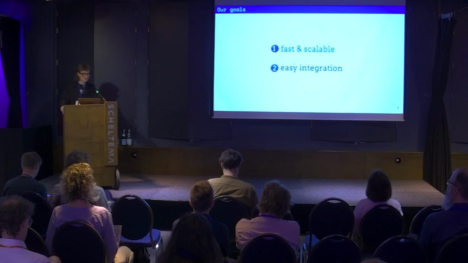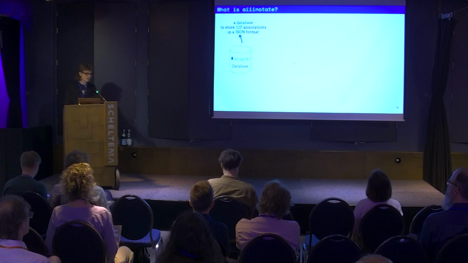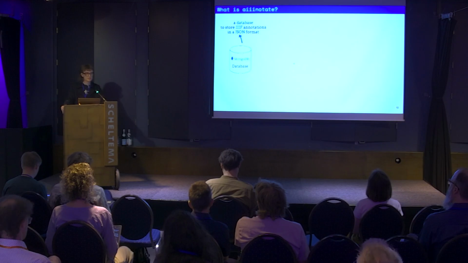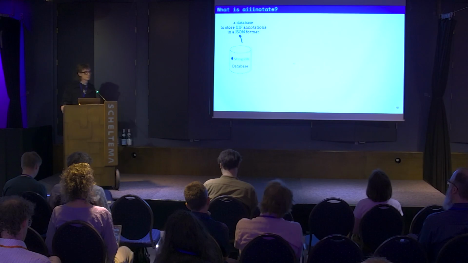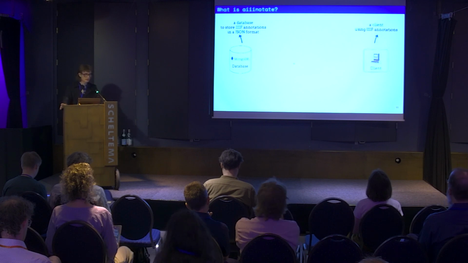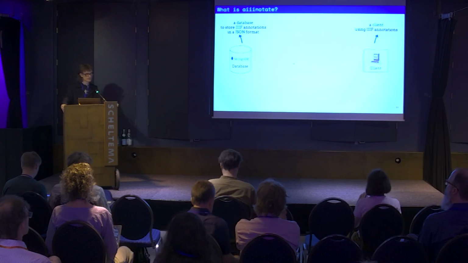First, let's talk about speed and scalability, and to talk about that, let's view a bit what's inside aiiinotate. At its core, aiiinotate is a database. This database stores IIIF annotations in JSON format. For the database, we use MongoDB, which was kind of an obvious choice because Mongo stores collections of JSON documents. On the other hand, we have a client, hopefully you, who has annotations and wants to store them inside this database, and so wants a communication route with this database.